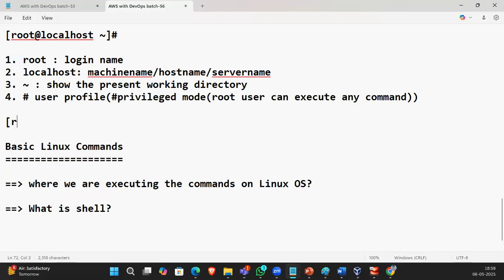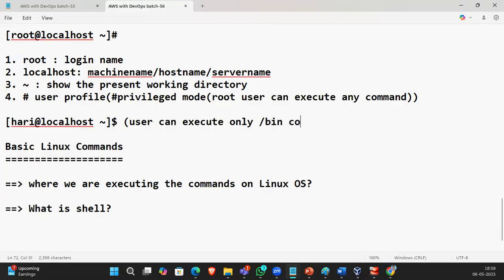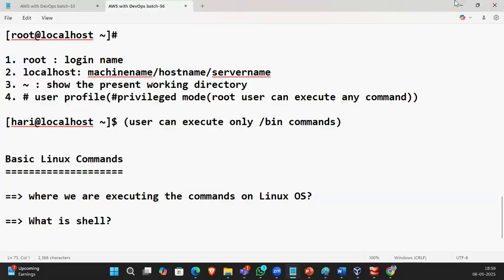So for example, a normal user login prompt: Hari at the rate localhost tilde. Okay. So dollar is nothing but a dollar profile. A user can execute only slash bin commands. Understood, guys? So root can do anything, but the user can execute only some extent level of permissions, right? Guys, understood?